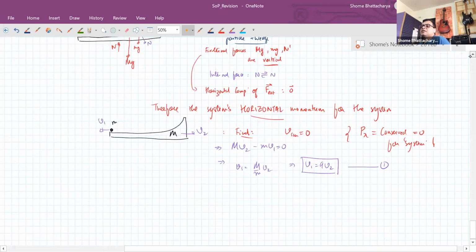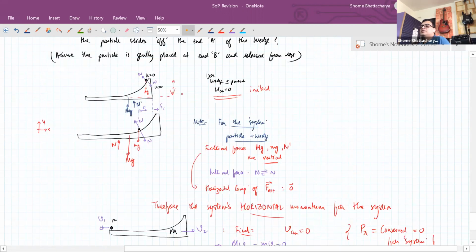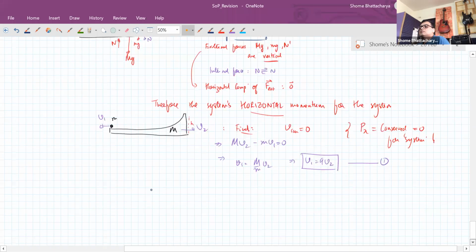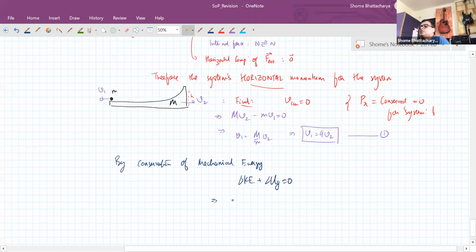Now the other thing is also mechanical energy will be conserved because there's no non-conservative force here. So this particle is coming down through a height of h. It's coming down from here to a height of h. So by conservation of mechanical energy, change in kinetic energy plus change in gravitational potential energy should be zero. So kinetic energy from initial to final state has gone from zero to half m v1 square plus half capital M v2 square, and the gravitational potential energy has decreased by mgh. They should be zero.